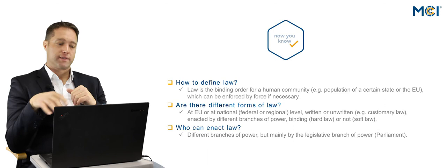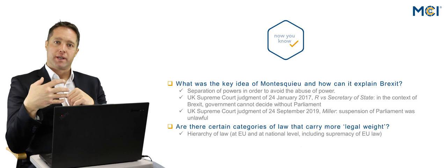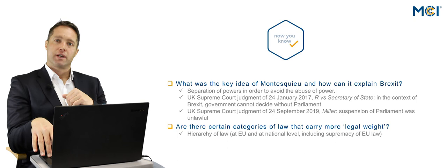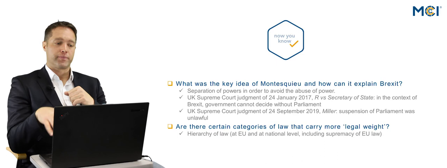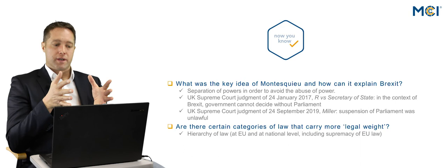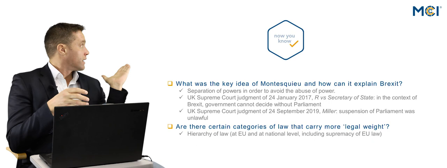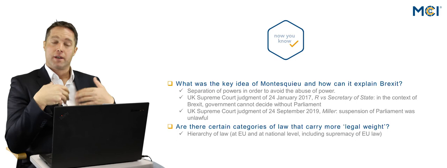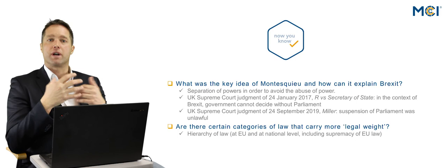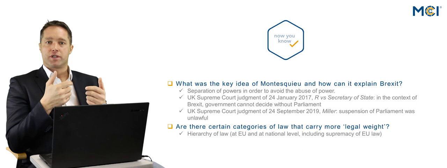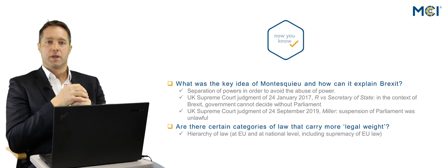Normally, as we've seen, law is enacted by parliament, but although that's the rule, we've also seen that there are exceptions. Law can also be enacted by the executive power, so this decree that we have seen. Again, although it is a very old concept, the separation of powers of Montesquieu, and we have here some additional details concerning Brexit. So a very old concept which was established or drafted in order to avoid an abuse of power, so this separation of powers. But as we've seen, it can also help us to explain new developments like Brexit.